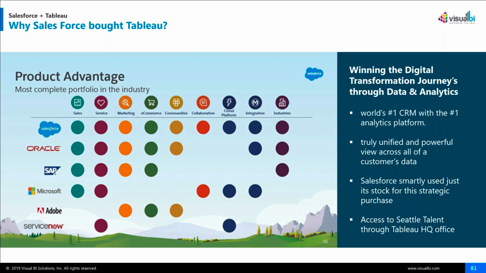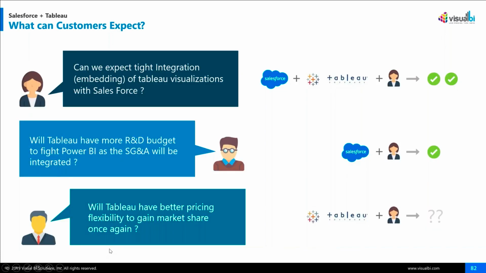I'm not going to comment on whether Salesforce overpaid, but they just smartly used their stock. They didn't pay cash. And then they get access to a lot of the Seattle talent, the Microsoft Dynamics talent and Power BI talent, by being in the Tableau office. That's the easiest way. It's a talent market, and talent is what makes a difference. That's another strategy of Salesforce, but it's just my guess.